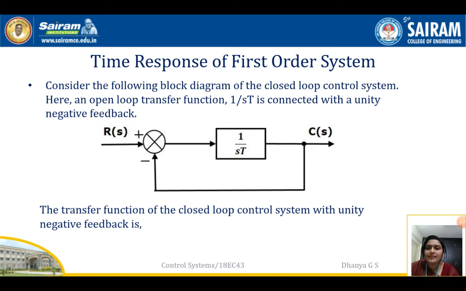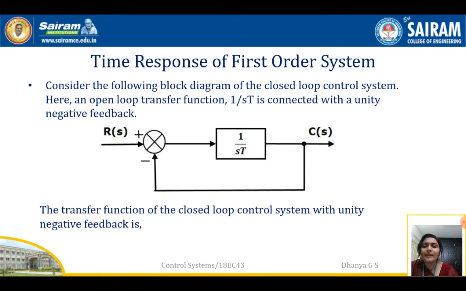So you can consider the system over here. As you can see there, input is R of s and output is C of s, and the system which you have considered is 1 by sT. And you can see a feedback over here. That feedback we can call a negative feedback, and there is no value over there, so hence we will take it as unity.